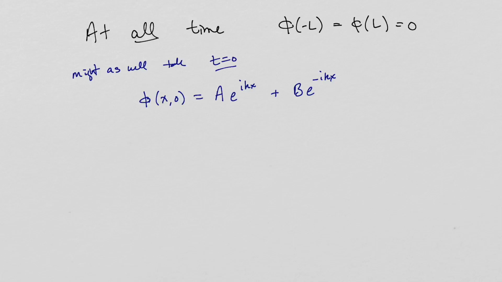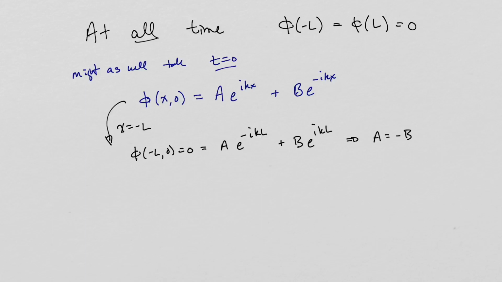Okay, so now I want to evaluate this at my two different endpoints. I'm going to start by evaluating it at the endpoint where x is equal to minus L. And when I do that, I get phi of minus L, 0, is equal to 0, of course, right? It's fixed on that end. That is equal to a e to the minus i kL plus b e to the i kL. And if I do a little bit of algebra, what I find out is that a is equal to minus b e to the 2i kL.